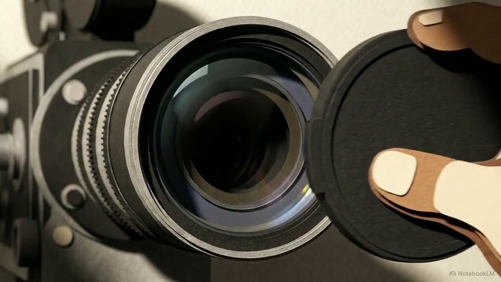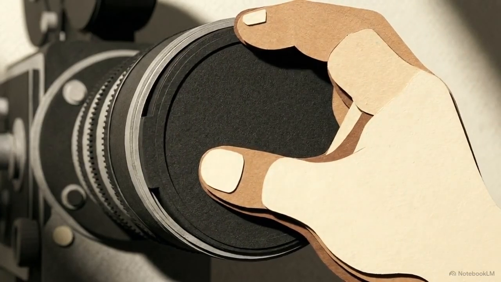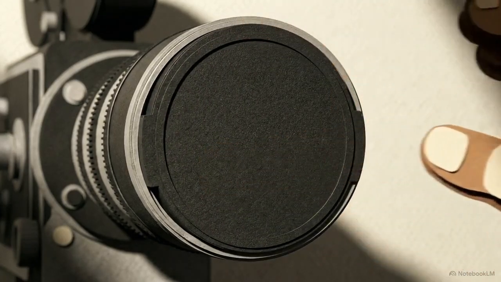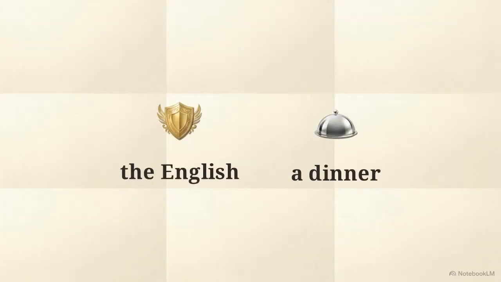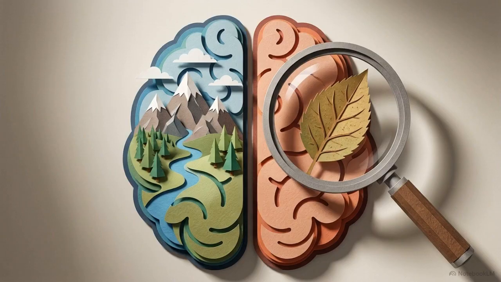Finally, there are times you leave the lens cap on completely. This happens with broad, untouchable concepts like spoken languages or general meals. We don't say the English or a dinner. We just say he knows English and we had dinner. These articles are visual directions. They tell your listener's brain whether to look at the big picture or focus on a single vital detail.